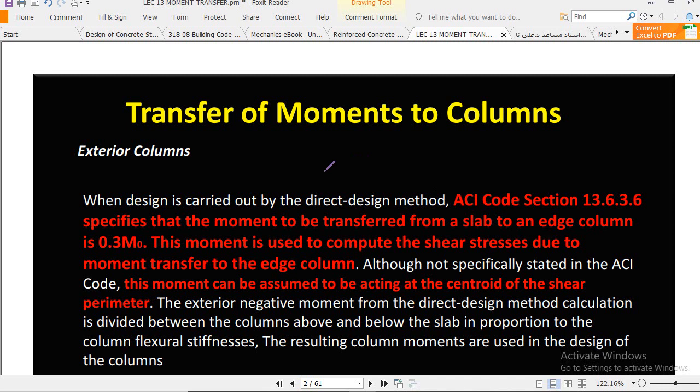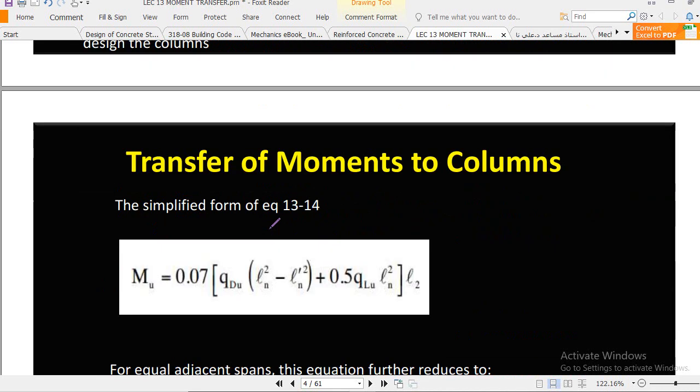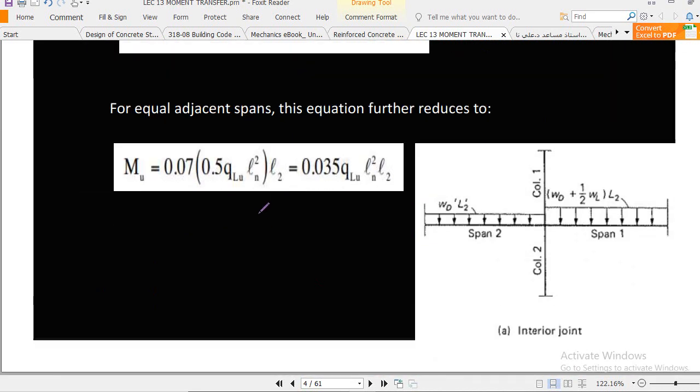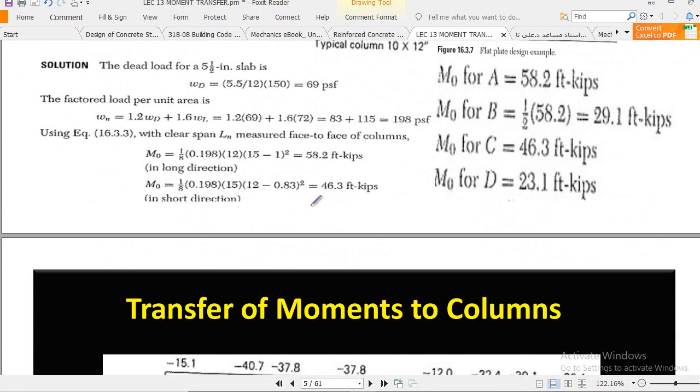Although in the equivalent frame method, as we did from lecture number 1 to lecture number 10, the unbalanced moment is calculated in the moment distribution table, in the case of the flat slab system, how do we calculate the unbalanced moment? We thoroughly explained this in lecture number 13. So go there and watch that lecture, because if you don't understand unbalanced moment, it will be difficult for you to understand lecture number 14.